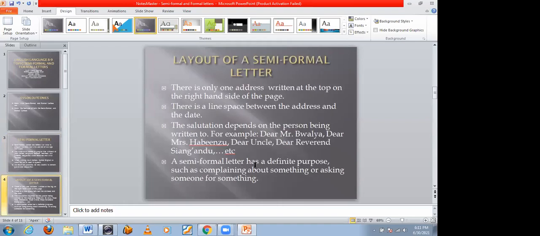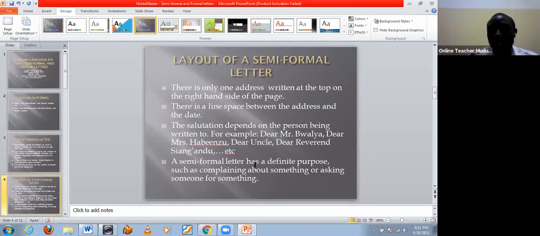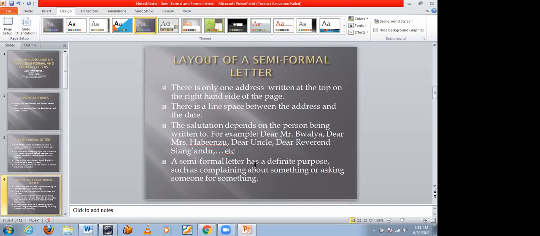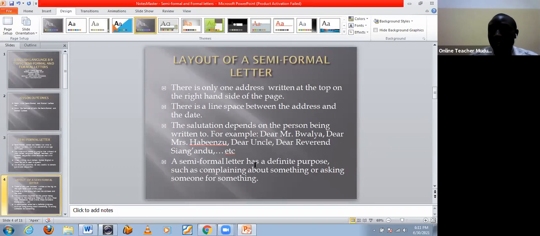The layout of a semi-formal letter. What a semi-formal letter looks like is similar to what an informal letter looks like. All the features that we looked at last week are also present in this type of letter, right? The only difference is whom we are writing to.